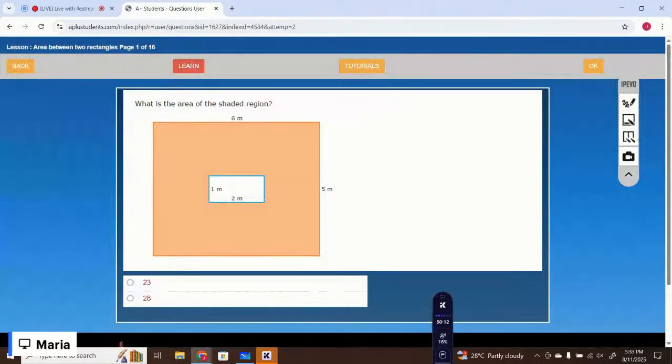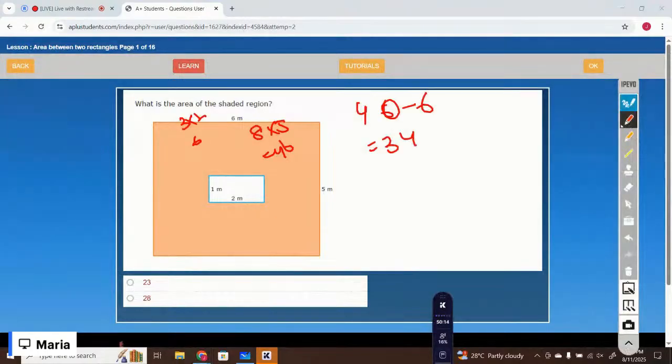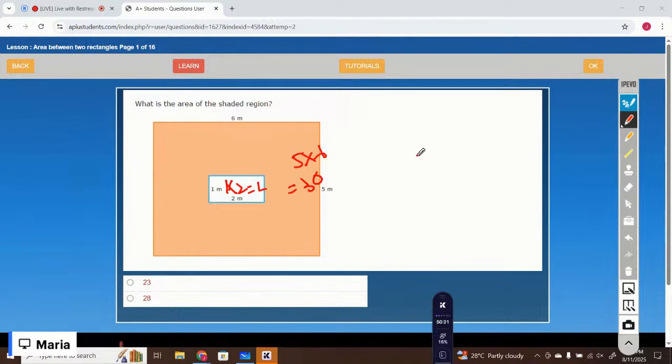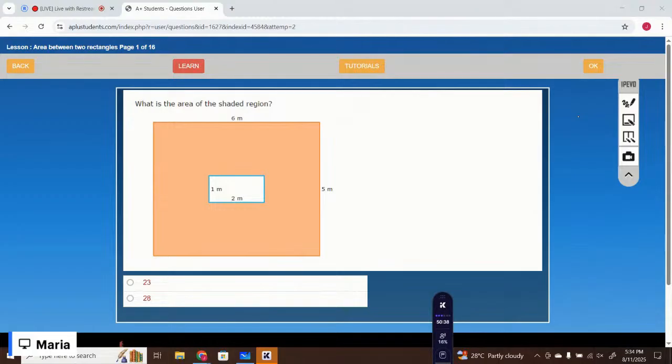What is the area of the shaded region? 1 times 2 is 2 and 5 times 6 is 30. So 30 minus 2 equals 28. That is 28. Option number 2 is the correct option.